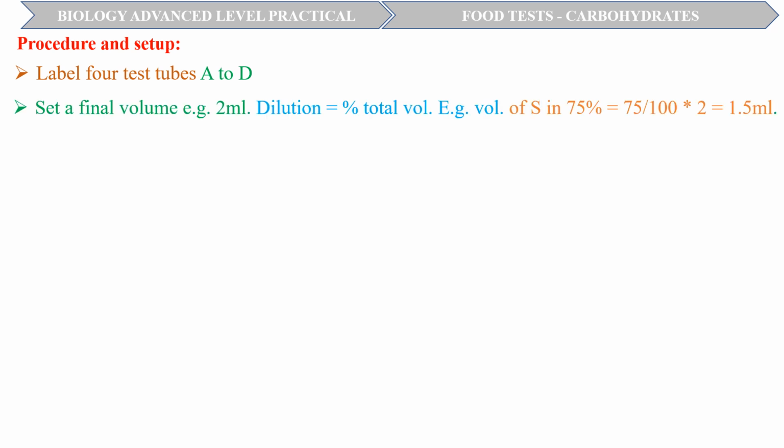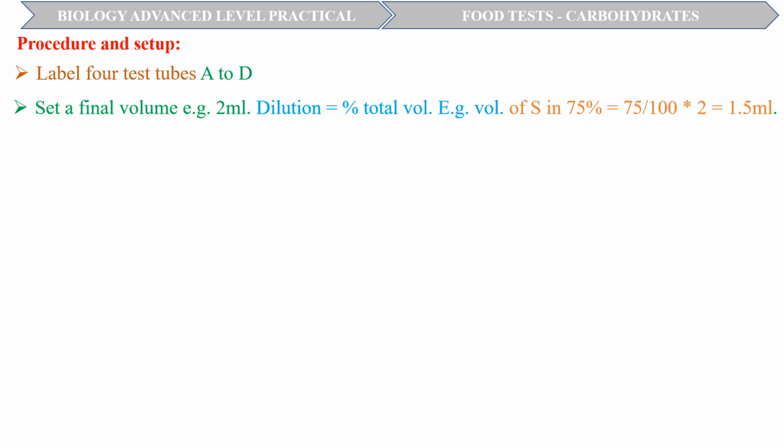We will be asked to prepare 100%, 75%, 50%, and 25% dilutions of solution S provided. Start by labeling 4 test tubes A to D to hold the respective solutions, 100% to 25% dilutions. Set a final volume, for example, 2 milliliters, which is the regular volume of the stock solution used in most food tests.